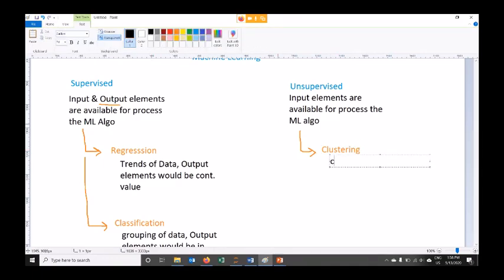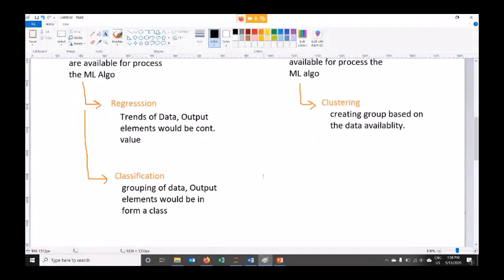Here we are creating groups based on the data availability. So based on density and spread of data we are getting clustering. So let me put small icons of plotting. In this case suppose we are getting data like this.